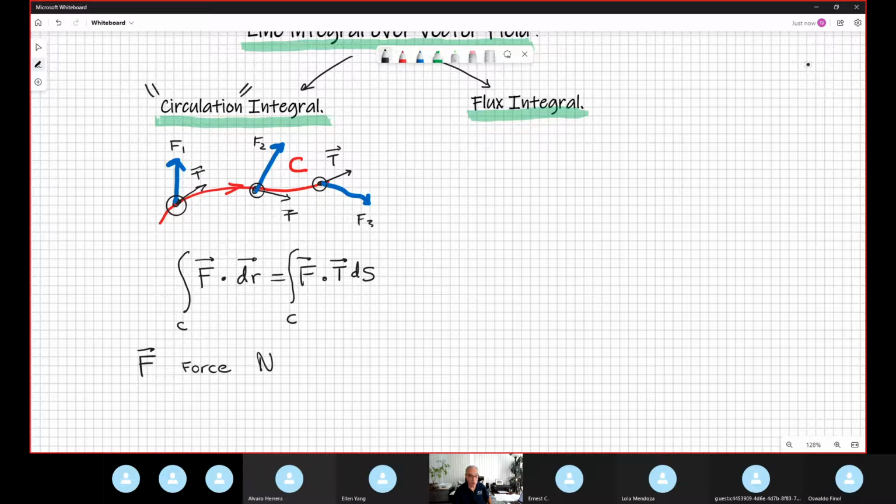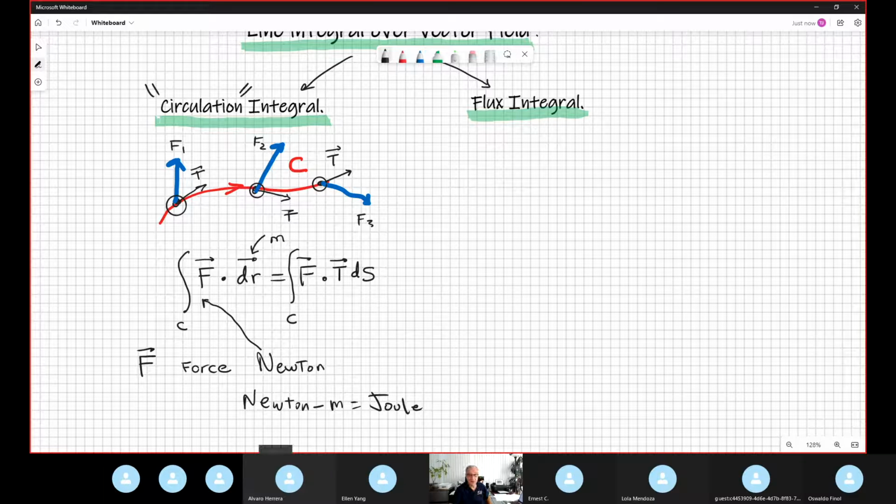And Newton, obviously, the circulation integral represents the work. This is Newton. This is meter, the displacement. A Newton meter is a joule. This idea is clear. This idea is clear, Alejandro.